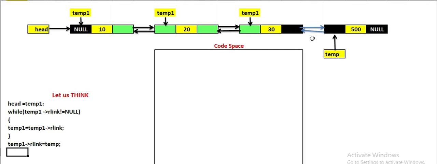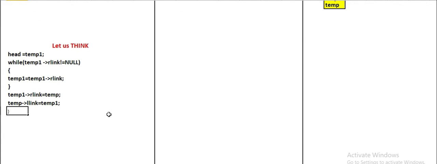So this blue line is formed. It is having the address. Now this guy has to have the address, so that is temp's left link, which will have the address of temp 1. Once it is done, we are done with our program.